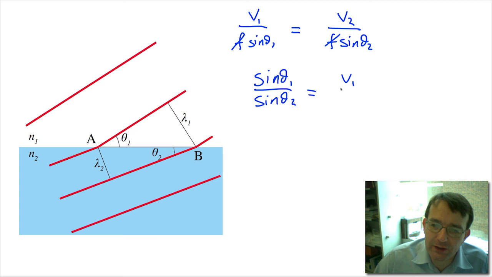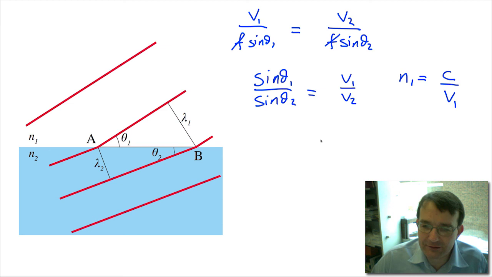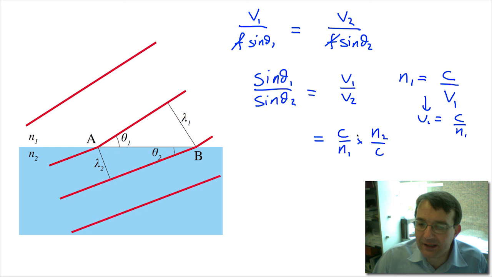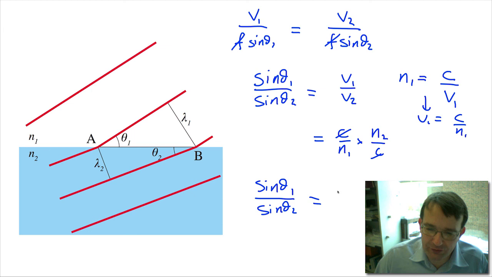Now I'm going to use my definition of refractive index. Remember that n is equal to the speed of light in vacuum divided by the speed of light in the medium. Since we've got two media here, I need to put indices here and here. Obviously, the speed of light in vacuum is the same in both cases, and I have a similar relationship for n2 and v2. So if I put this in here, v1 becomes c over n1, and that's multiplied by 1 over v2, which is just n2 over c. The c's cancel, and what I'm left with is that sine theta 1 over sine theta 2 is equal to n2 over n1.